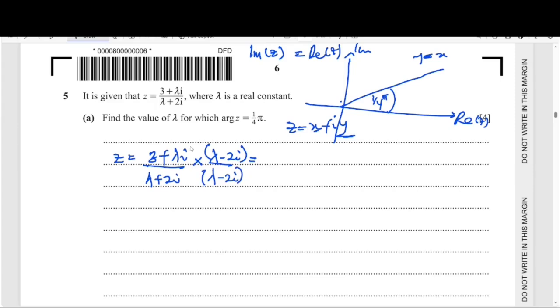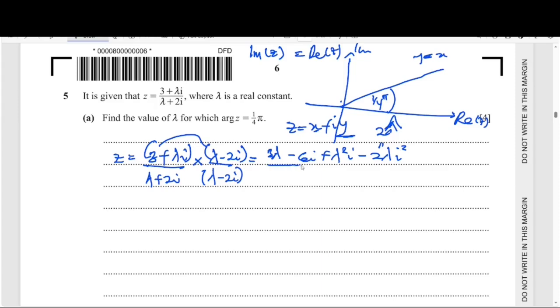So let's see. Multiply both numerators. So 3 times lambda will give us 3 lambda. Okay, let me do it step by step. We have 3 lambda, and then 3 times negative 2i will give us negative 6i. Then lambda i times lambda will give us plus lambda squared i. Then lambda i times negative 2i is going to give us, first of all, negative 2 lambda i squared. But i squared is negative 1, which will end up making this positive 2 lambda. So this is going to be positive 2 lambda because of the i squared.